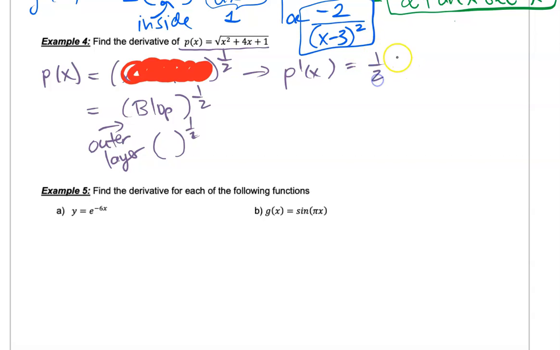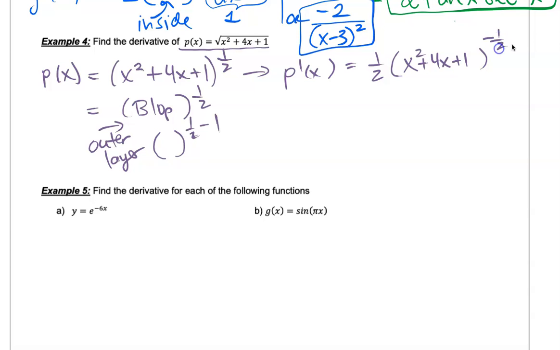So I'll do 1/2 times the blob, which was x squared plus 4x plus 1. And then when I take a power rule with a 1/2 power, don't forget when you subtract 1, the result is negative. So I have 1/2 times the BLOP to the power of negative 1/2. So far, that is taking care of the outer layer.